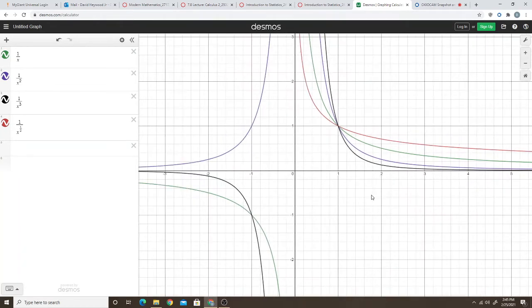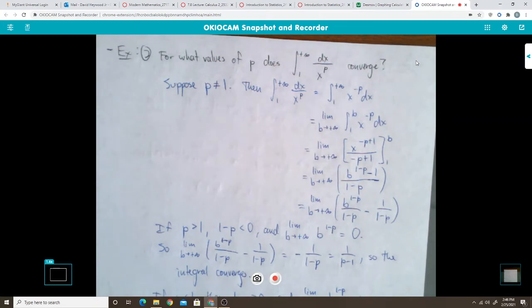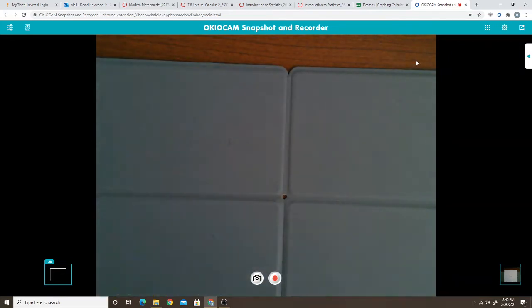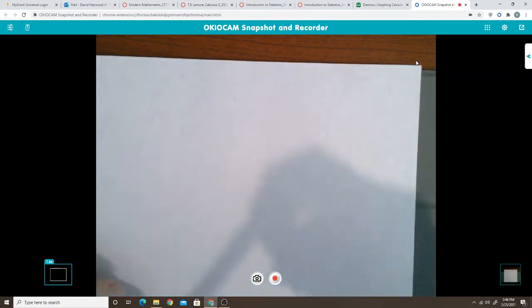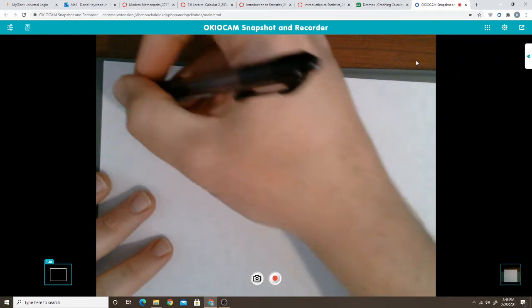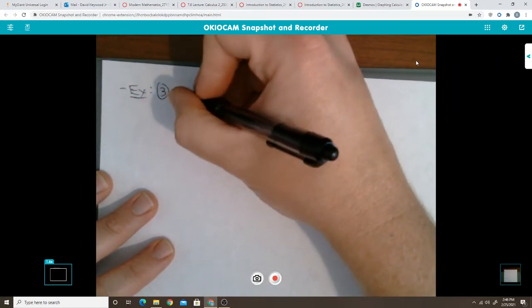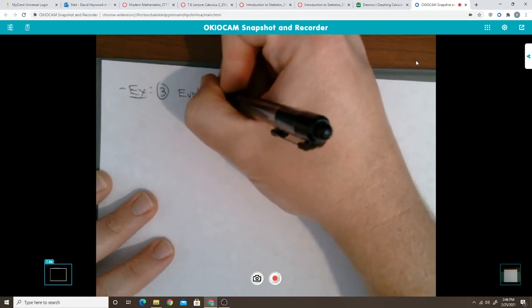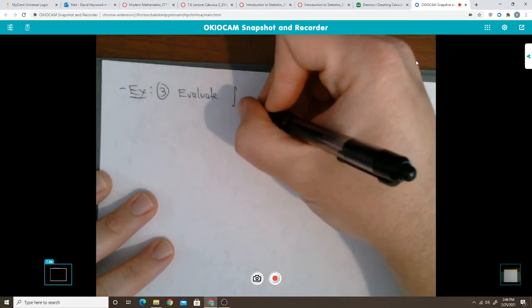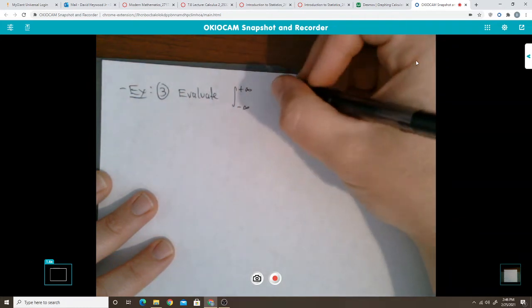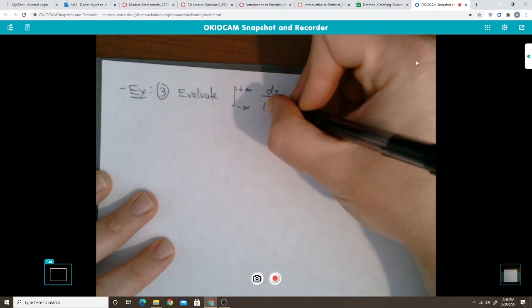So that's really kind of a fascinating thing in my opinion. But anyway, so that's that. Moving on now. I want to give you one more example before we move on to the next type of improper integral. And that is one of these where you have a negative infinity and a positive infinity together. So let's do one more example. Let's evaluate the integral from negative infinity to positive infinity of dx over 1 plus x squared.